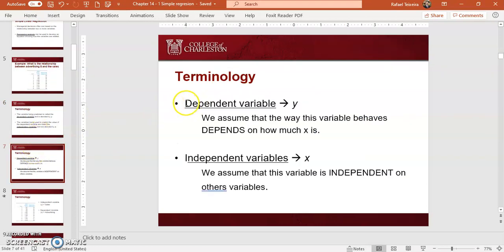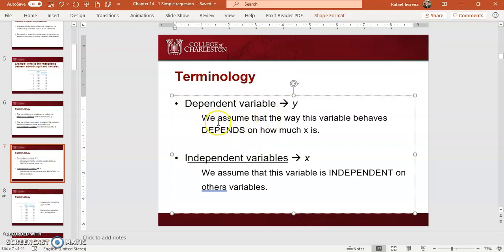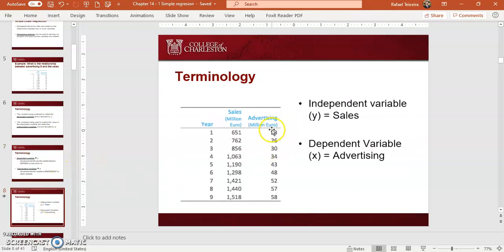Again, to wrap up the terminology, the dependent variable is denoted by y, and we assume that the way this variable behaves depends on how the independent variable x behaves. The independent variable x doesn't depend on other variables in the model. It doesn't mean that advertising is independent of everything else. It's just that in this relationship, this one doesn't depend on anything.